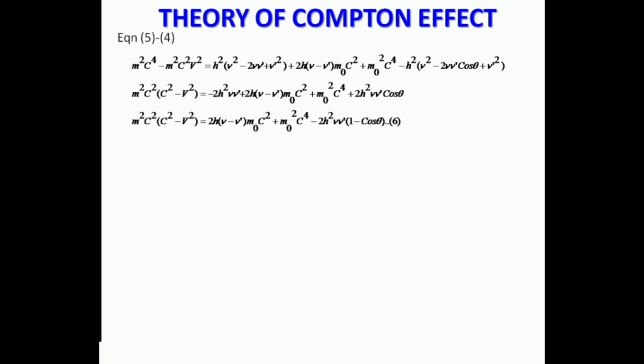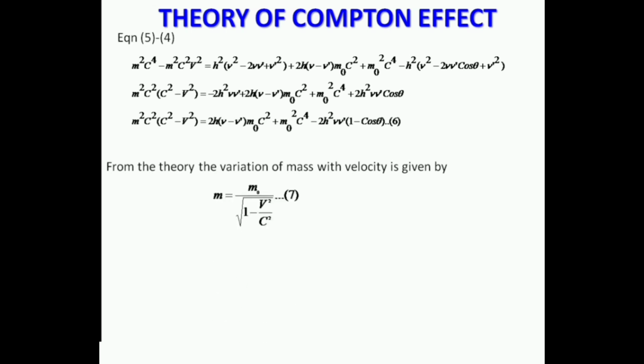So we have to substitute m square c square multiplied by (c square minus v square) in terms of m naught. With the help of relativity theory, we'll put the relation between m and m naught by the relativistic mass formula, which is m equals m naught upon root over of 1 minus v square upon c square. From the theory of variation of mass with velocity, m equals m naught upon root over of 1 minus v square upon c square.